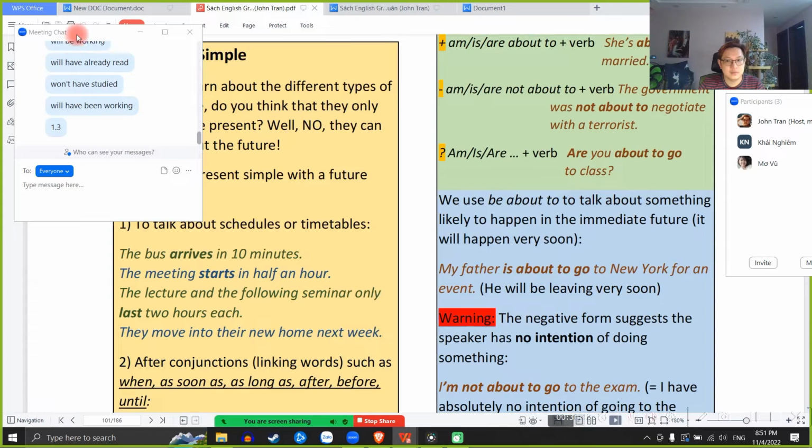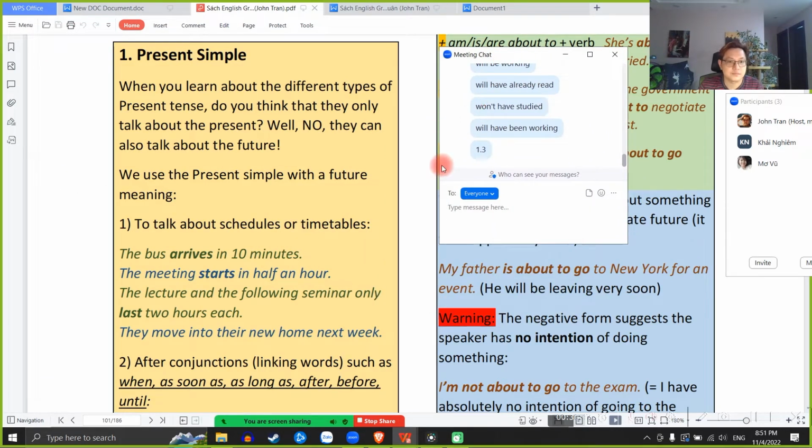Okay, let's continue to grammar now. Okay, nghiêm đọc đi. Present simple. When you learn about the different types of present tense, do you think that they only talk about the present? Well, no, they can also talk about the future. We use the present simple with a future meaning to talk about schedules or timetables. The bus arrives in 10 minutes. The meeting starts in half an hour. The lecture and the following seminar only last 2 hours each. They move into their new home next week. After conjunction. Okay, it's enough.